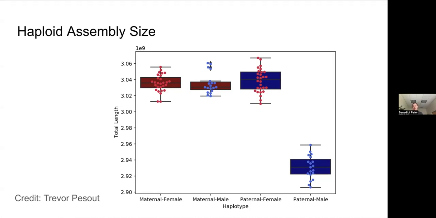And once we got this and we could see this and we could compare to CHM13, which we knew was right, we really were pretty convinced that we were assembling almost all of the assemblable sequence of the complete genome for each of these samples.